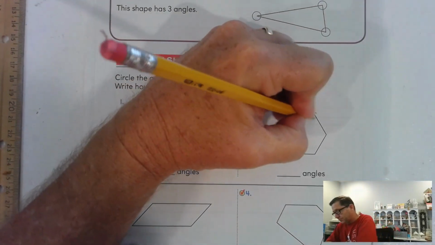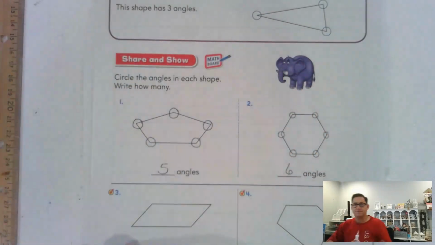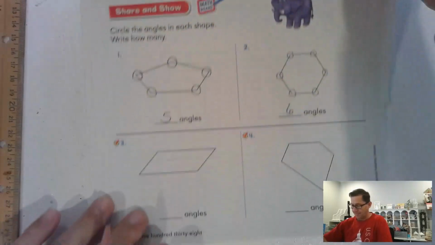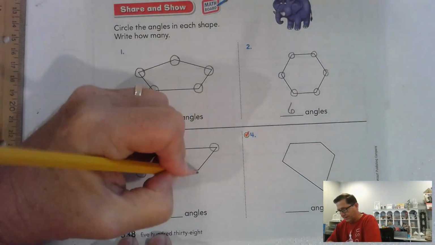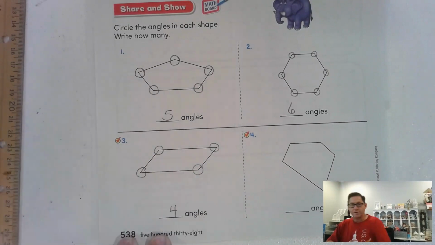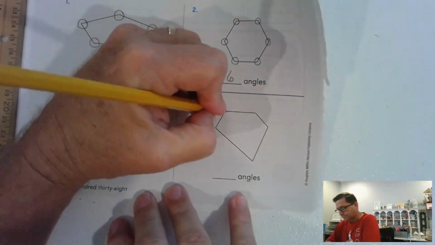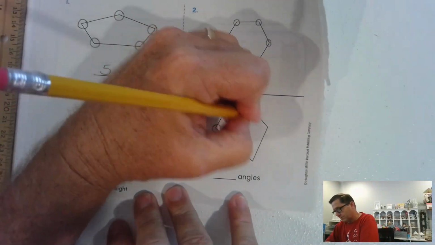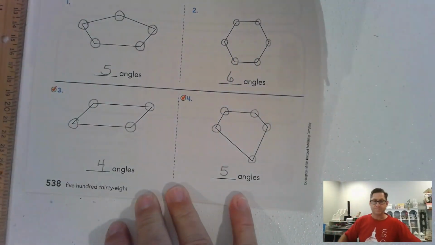1, 2, 3, 4, 5, 6. 6 angles. 1, 2, 3, 4. 4 angles. Number 4. 1, 2, 3, 4, 5. 5 angles. Okay, let's go to page 539.